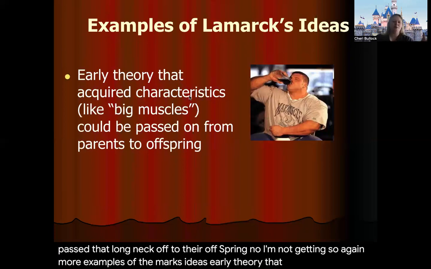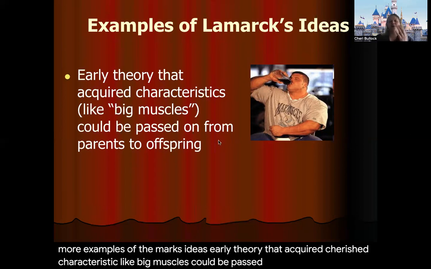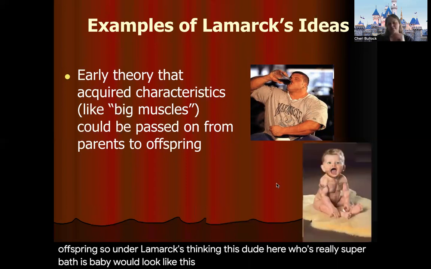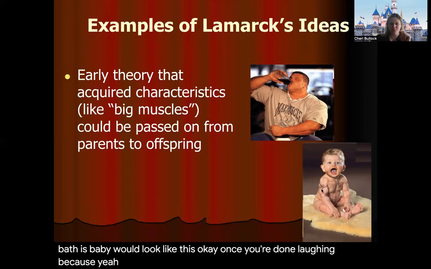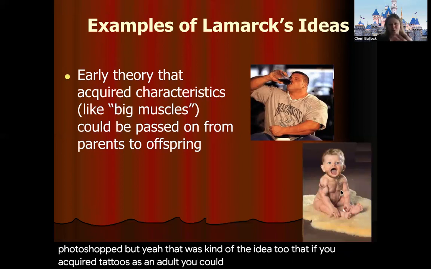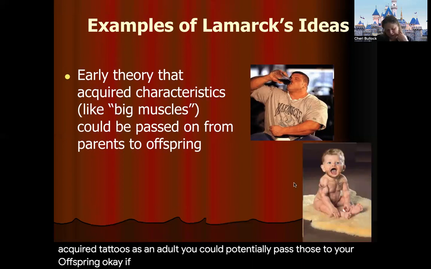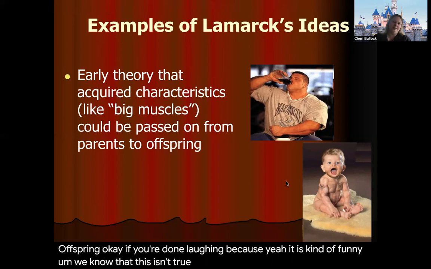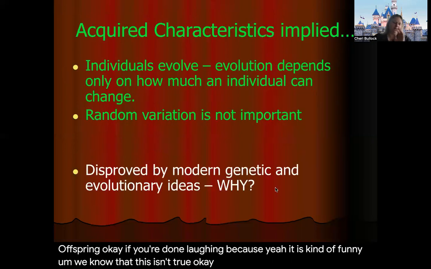So again, more examples of Lamarck's ideas. Early theory that acquired characteristics like big muscles could be passed from parents to offspring. So under Lamarck's thinking, this dude here, who's really super buff, his baby would look like this. Okay, once you're done laughing, because yeah, no, the baby isn't really tattooed, it's just photoshopped. But that was kind of the idea too, that if you acquired tattoos as an adult, you could potentially pass those to your offspring. Okay, if you're done laughing, because yeah, it is kind of funny, we know that this isn't true, okay, at all.